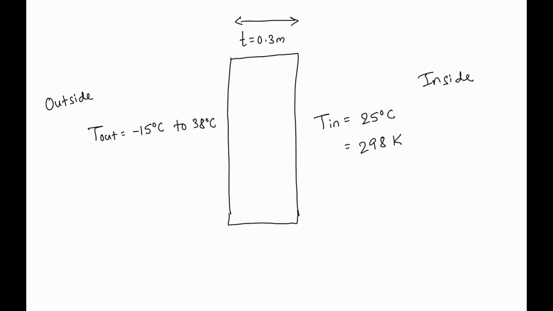And similarly for outside temperature, our range is 258 kelvins to 311 Kelvin. Now also we know the cross sectional area for this wall is 20 meters square and thermal conductivity K as 1 watt per meter Kelvin.